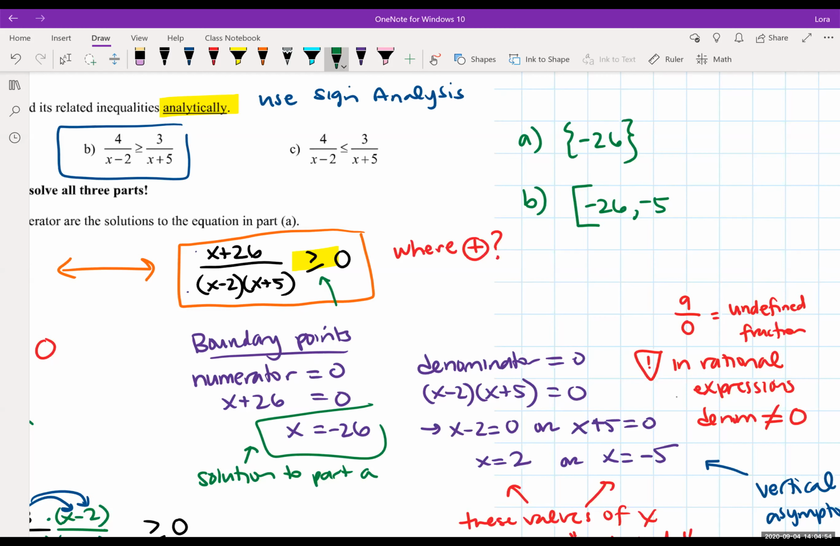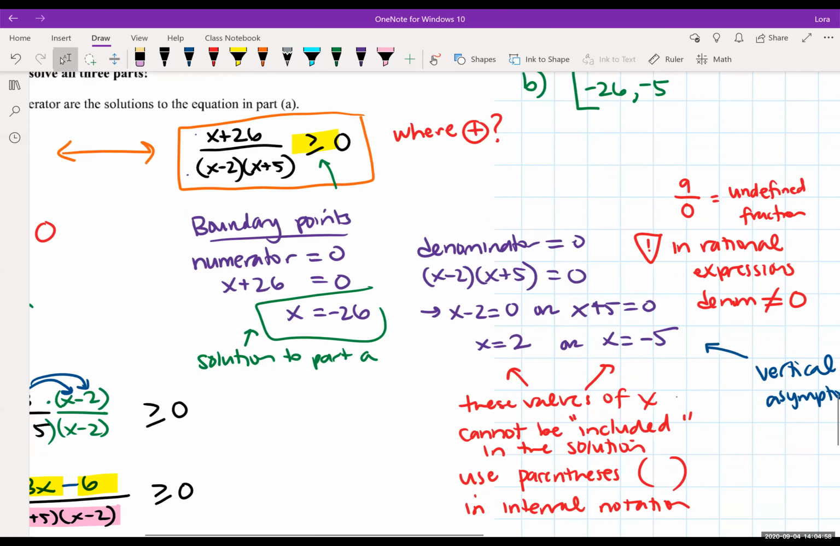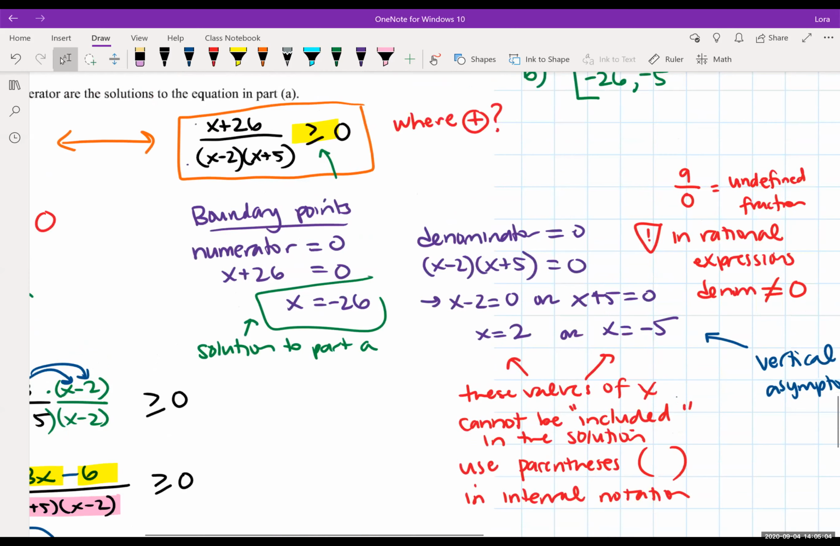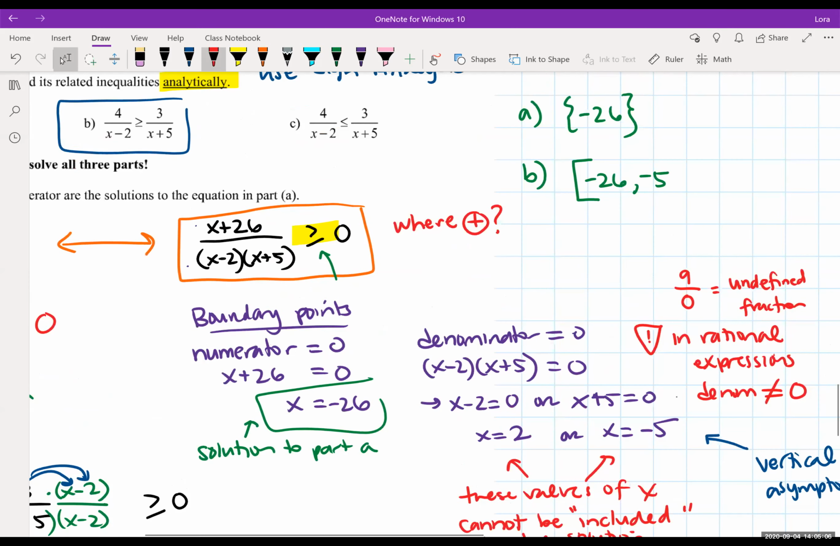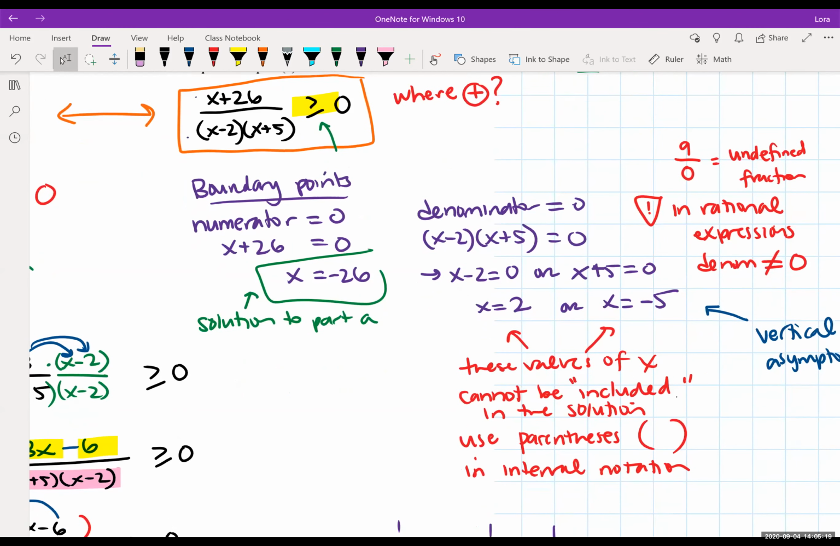And this is now where we have the cautionary tale. Anytime you're dealing with x equals 2 or x equals negative 5, they cannot be included in the solution. That's why this negative 5 will have a parenthesis, even though we saw a greater than or equal to symbol. These guys are, remember, the vertical asymptotes, or the values where they make a denominator 0. So this is why we have that parenthesis.